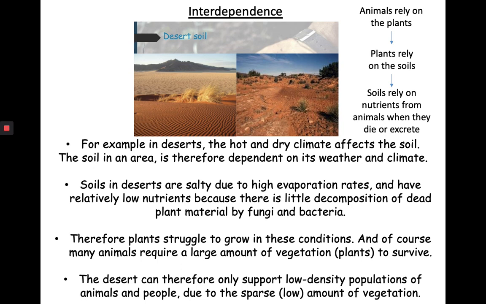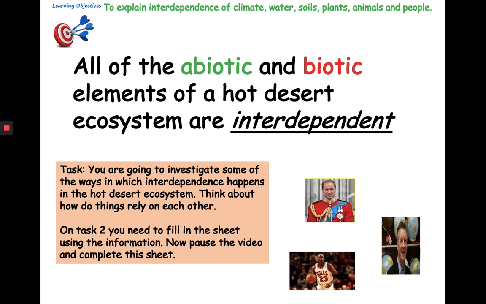And soils rely on nutrients from animals when they die or excrete. Okay, so all of the abiotic and biotic elements of a hot desert ecosystem are interdependent. Your task now on the sheet is you are going to investigate some of the ways in which interdependence happens in the hot desert ecosystem. So think about how they rely on each other. Now I've gone through one with you and had a little bit of discussion, so hopefully you'll understand this okay.